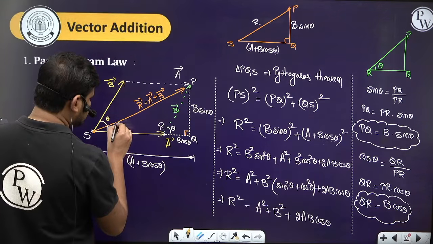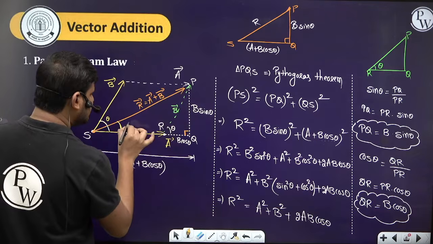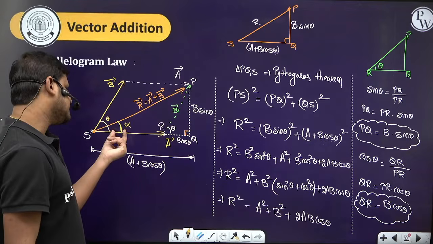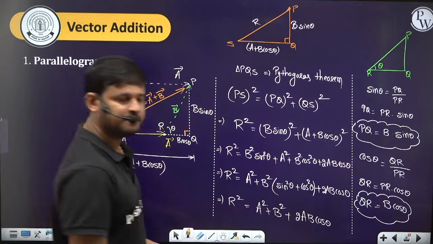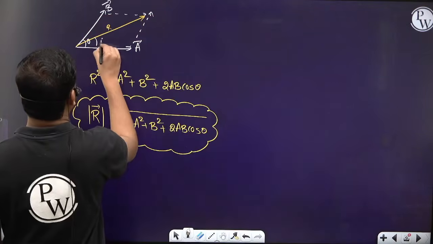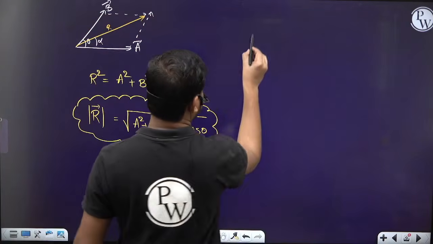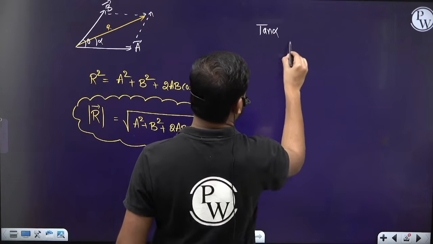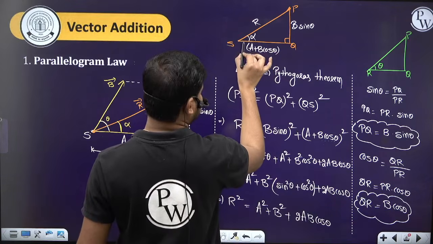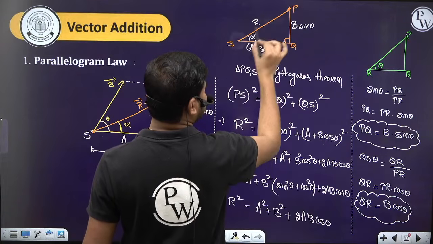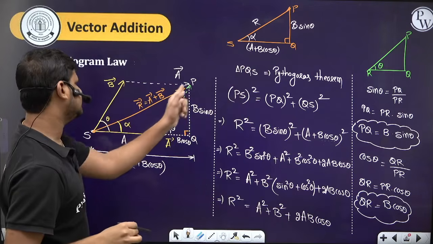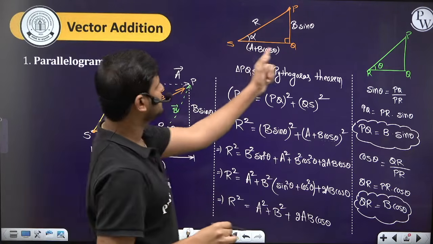So let's consider this resultant is making some angle alpha with the vector A. Then what I am doing is, see here. Let's consider this angle as alpha. So shall I say the tan alpha in the same triangle? The angle between vector A and the resultant. Here this side vector A is there, right? So this is the alpha.